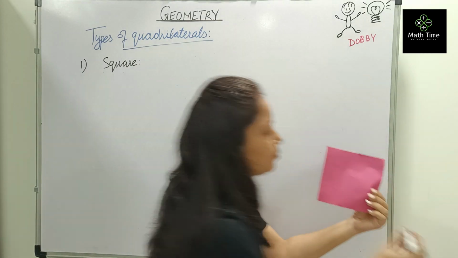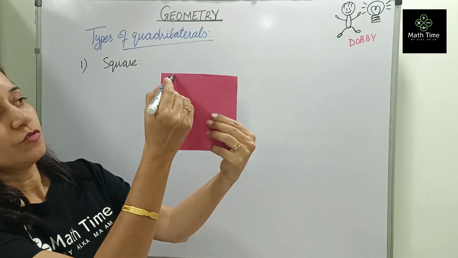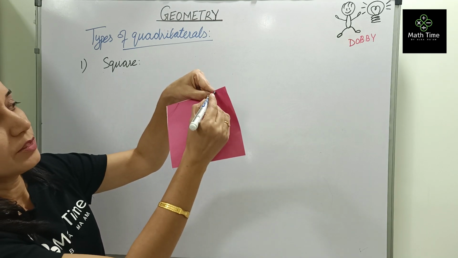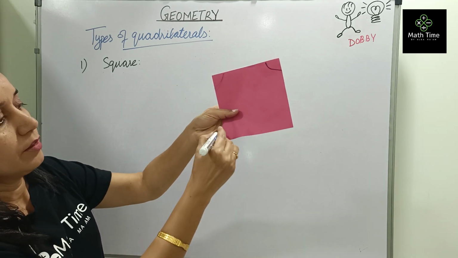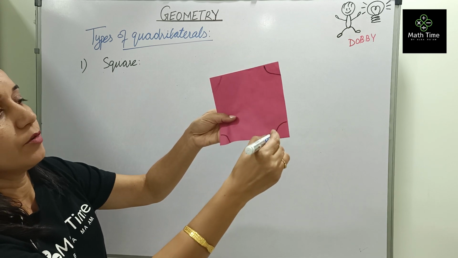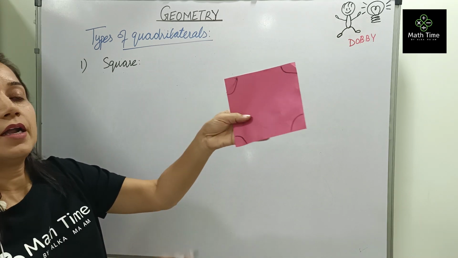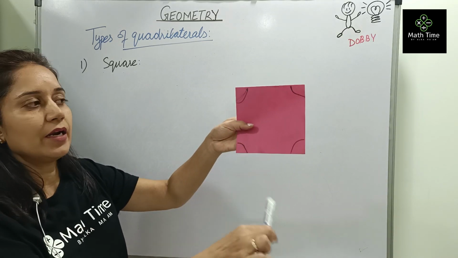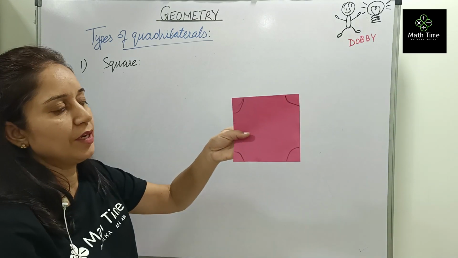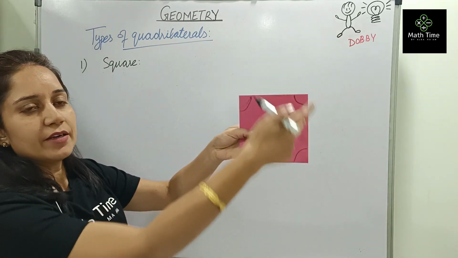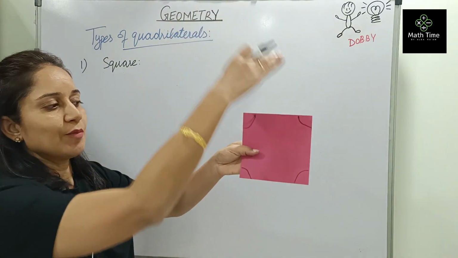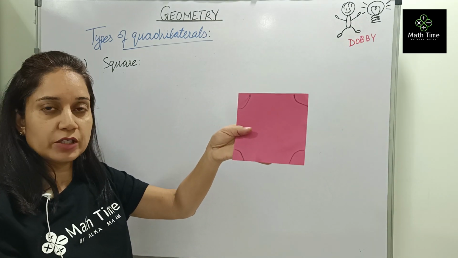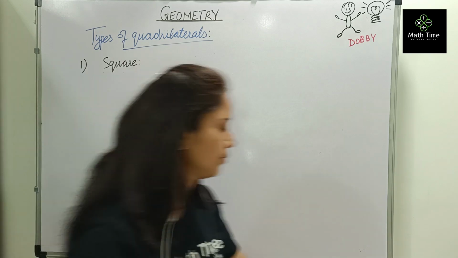This corner angle. First angle, then here, second angle, here, third angle and fourth angle. All are 90 degrees. As well as, the top line and bottom line are parallel. If you extend them, they will never meet. Also, the left side and right side are parallel. If you extend them up or down, they will never meet. So, these are the properties of a square.